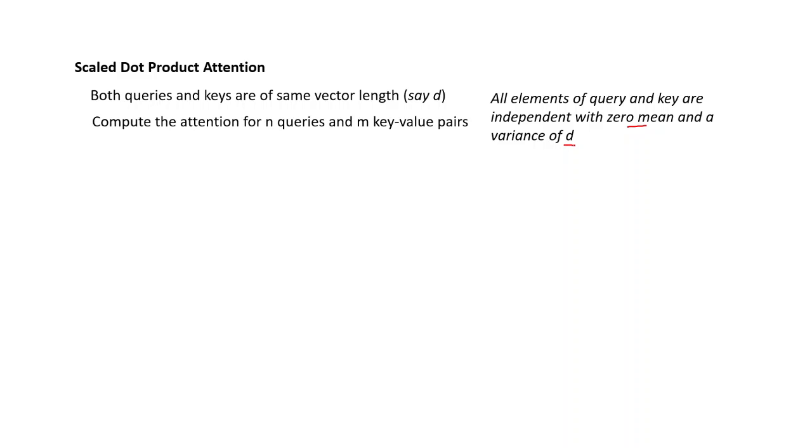Let us compute the attention for n queries with m key-value pairs. We consider that the query is of dimension n cross D, that is, the vector dimension of the query is D. The key is of dimension m cross D, and the values have a dimension of m cross V. Now the values can have a different vector dimension than the query and the key. That won't be a problem.